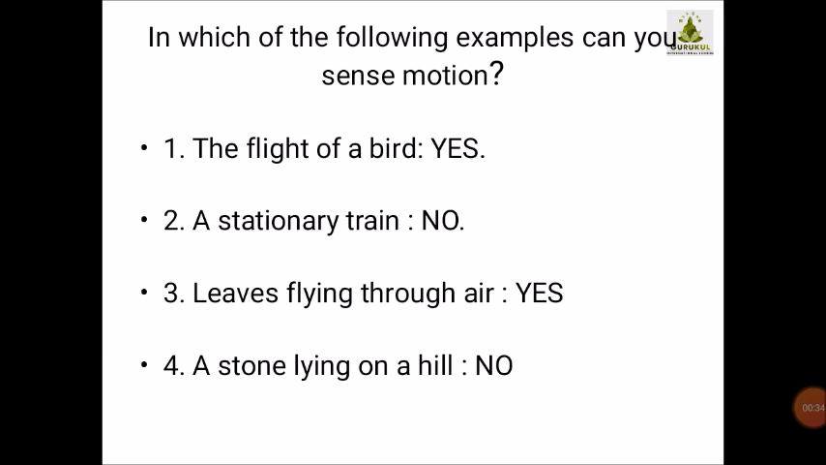Now, before proceeding towards the chapter, let's try to verify the following examples. Can we sense the motion in the following activities? A flight of a bird? Yes, we can sense the motion in it. A stationary train? No. Leaves flying through air? Yes, motion is sensed in this. And a stone lying on a hill? No. A stone which is stationary, which is not moving, is not possessing any type of motion.